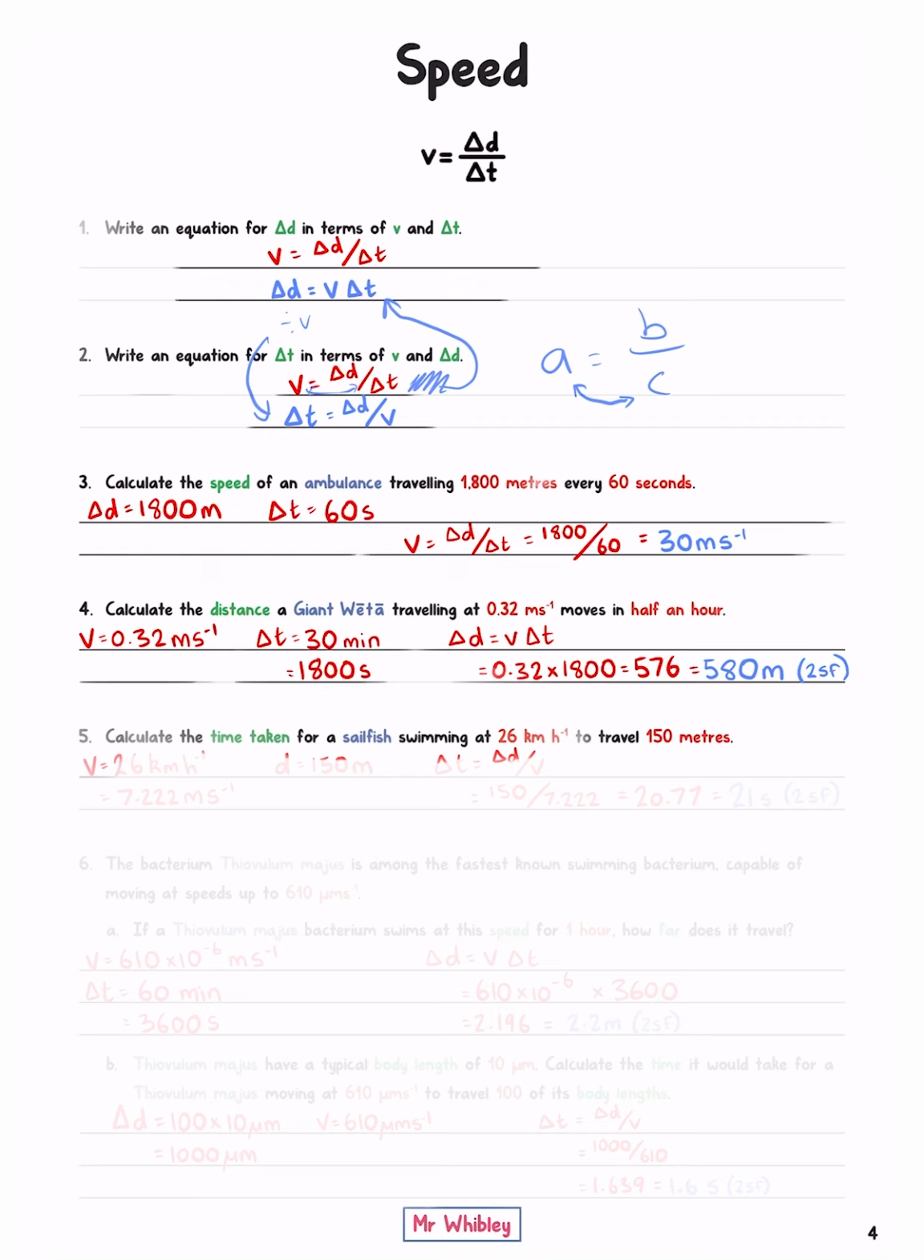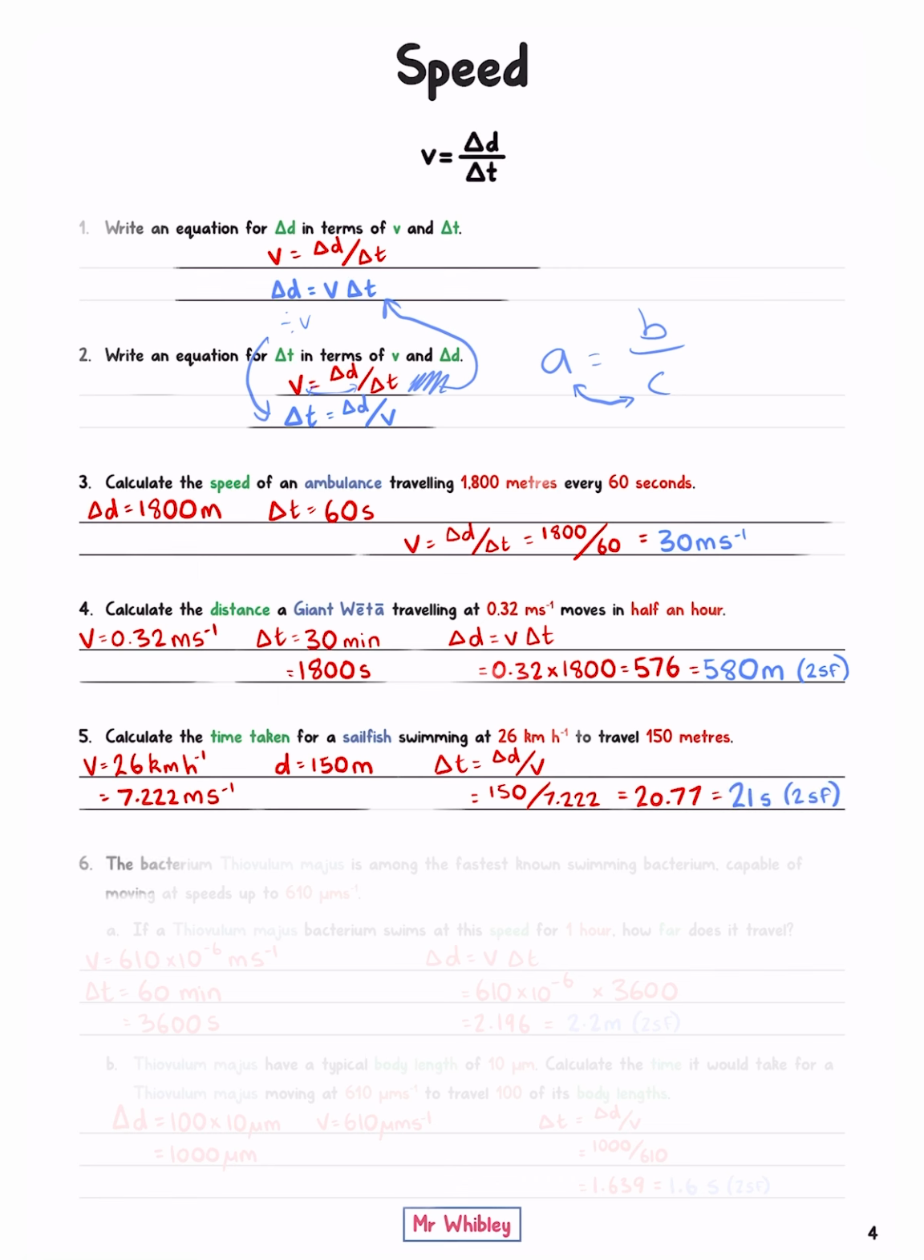Taking our velocity of 26 kilometers per hour and converting it into meters per second by dividing it by 3.6. Our distance is 150 meters. If we use our equation from above that we solved for delta t and then put in these numbers, we get 20.77, which is 21 seconds to two significant figures.